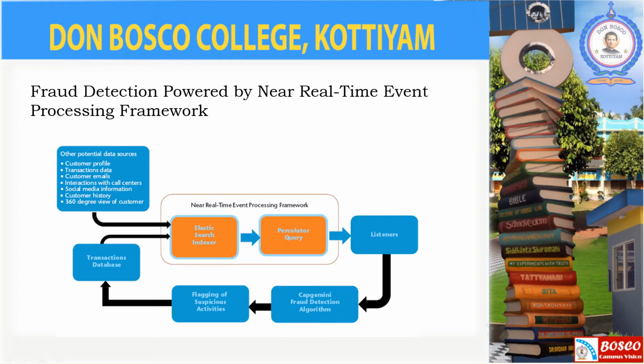Here we can see two technologies, and these two technologies are Elasticsearch index and percolator query. These two technologies are used to retrieve data. By using these two technologies, we can increase the processing speed. For near real-time event processing, we can use Elasticsearch as well as the percolator query.